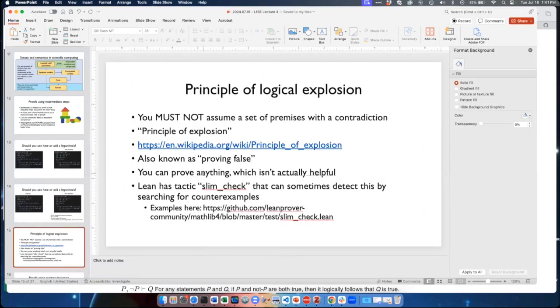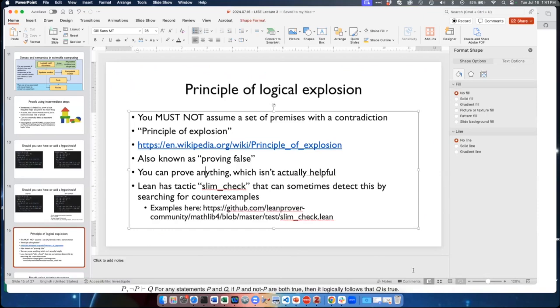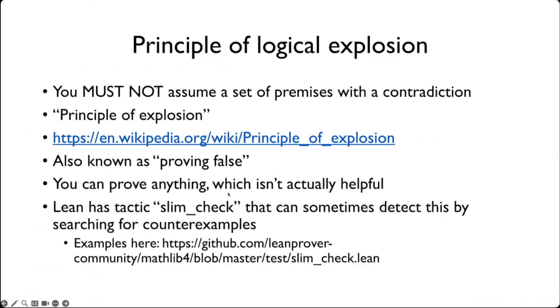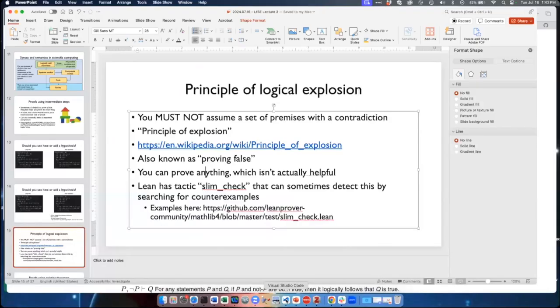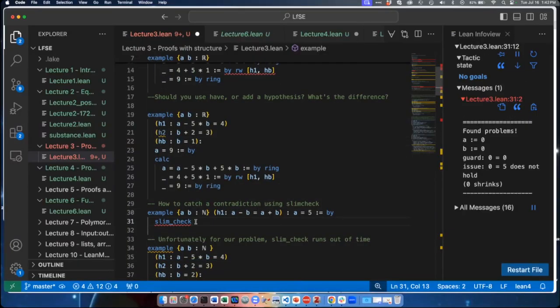So someone not very familiar with theorem proving might say, oh yeah, it'd be great if you can prove everything, but that doesn't actually help. There is a tactic that Lean has. It's called slim check. And sometimes this is useful for detecting contradictions by searching for counterexamples. And there are a bunch of examples here on how to use slim check. I'm not going to go into this too much, but I did put in one example here showing how this can work.